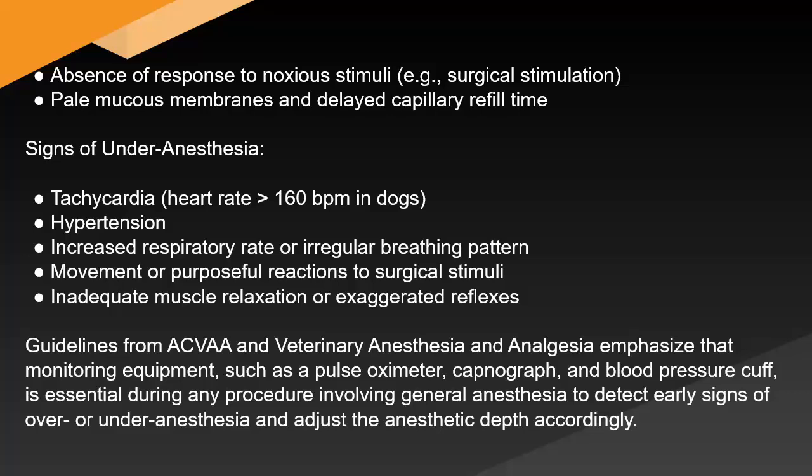Guidelines from ACVAA and veterinary anesthesia and analgesia emphasize that monitoring equipment such as a pulse oximeter, capnograph, and blood pressure cuff is essential during any procedure involving general anesthesia to detect early signs of over or under anesthesia and adjust the anesthetic depth accordingly.